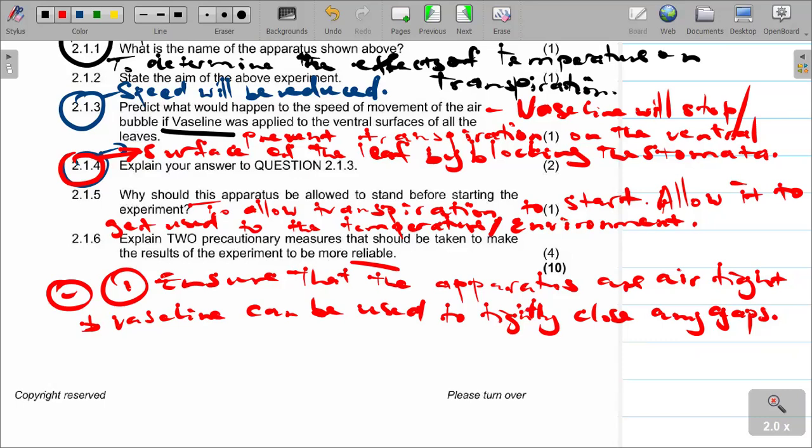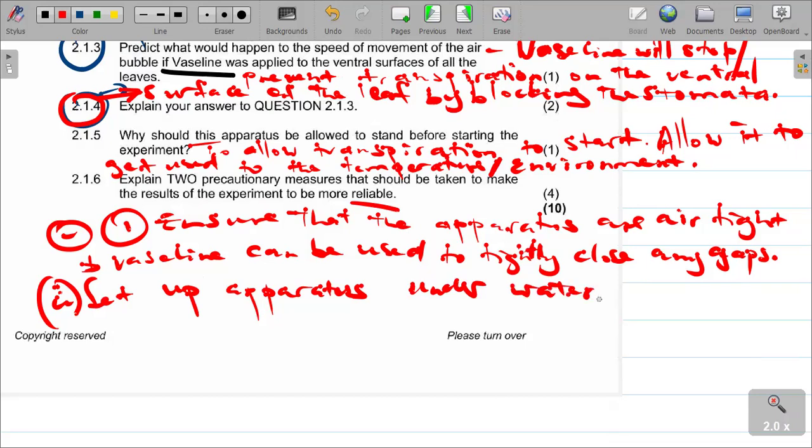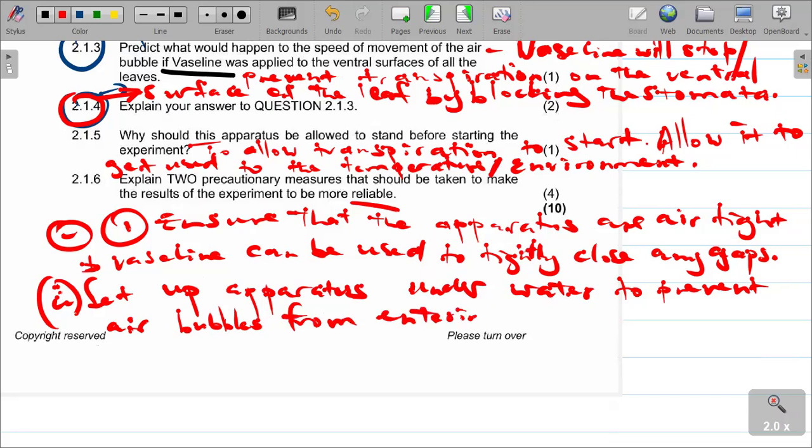they set up the apparatus underwater to prevent air bubbles from entering. Air bubbles must not be allowed to enter, so the apparatus must be set up underwater. I think I also once explained this.